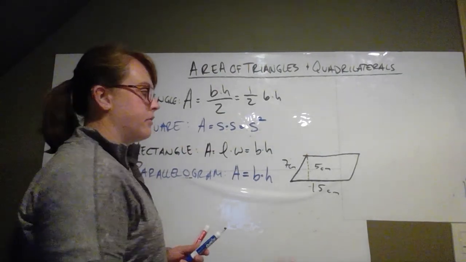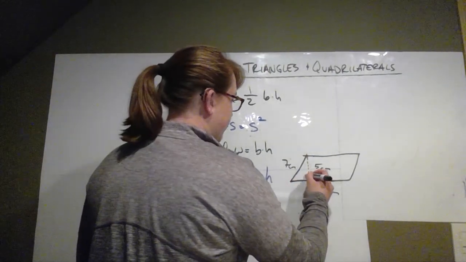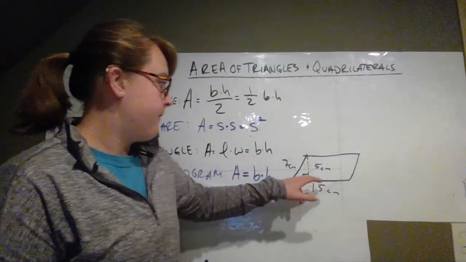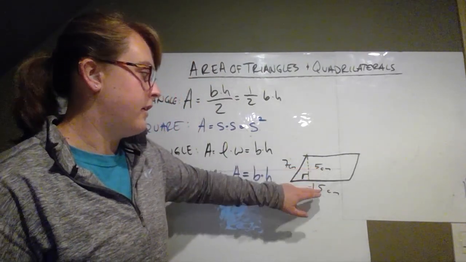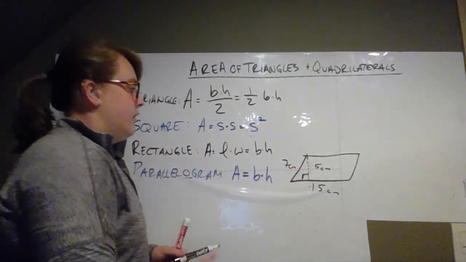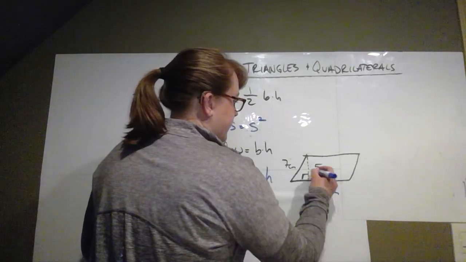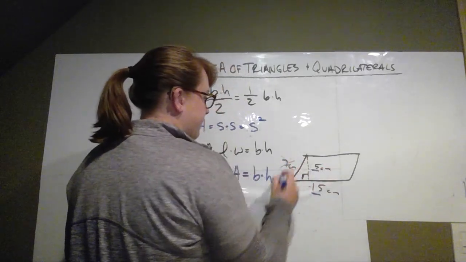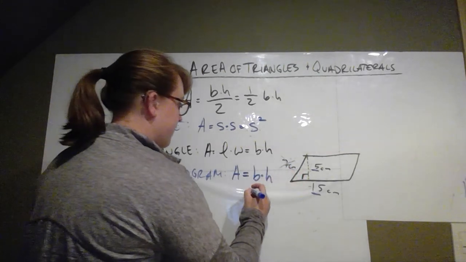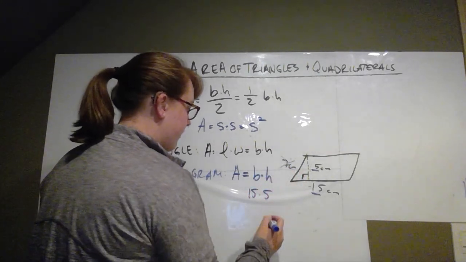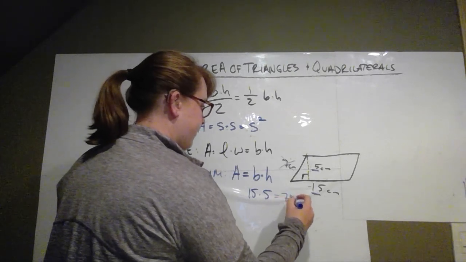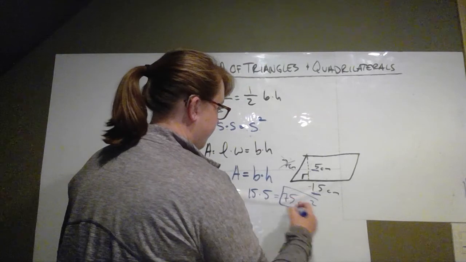Instead, we have to remember back to triangles where we had the base is perpendicular to the height. That also holds true here. So if 5 is my base, or sorry, 15 is my base, then 5 is my height here. So here's our base, here's our height. We don't need this piece of information. So now all we have to do is go 15 times 5, which is 75, I believe, centimeters squared.